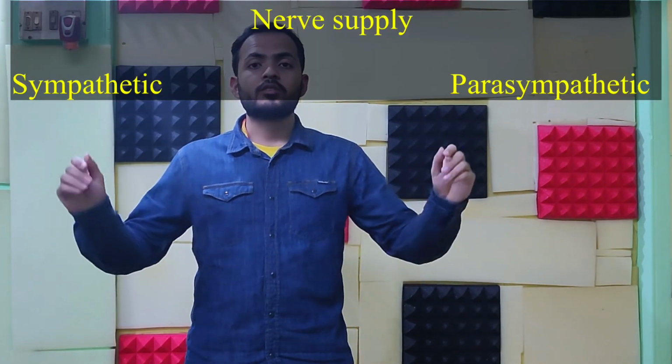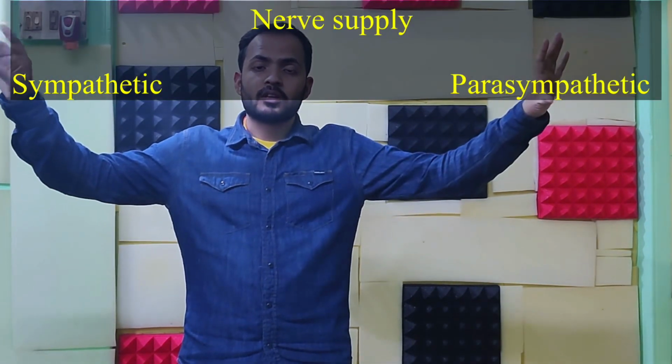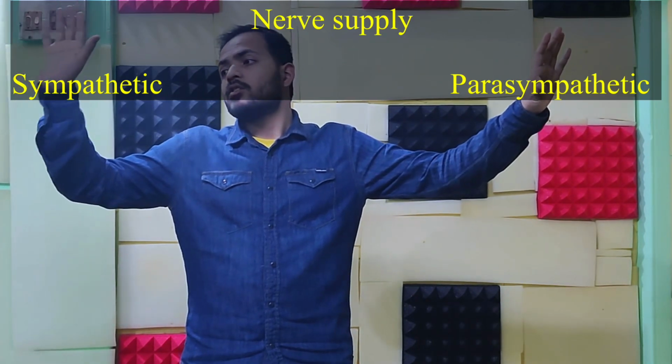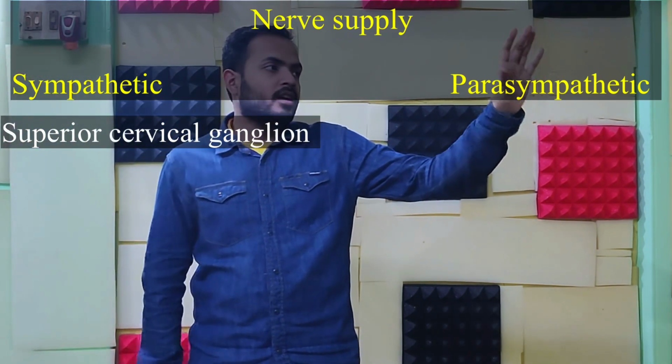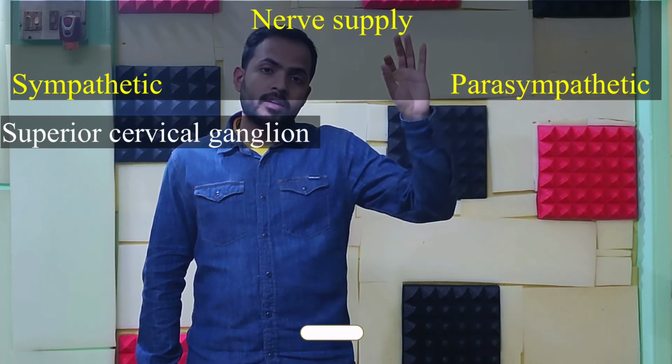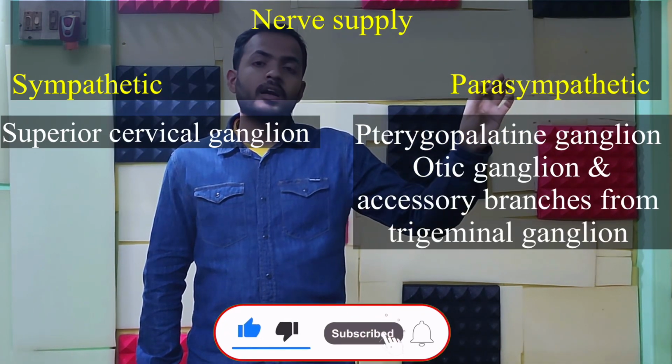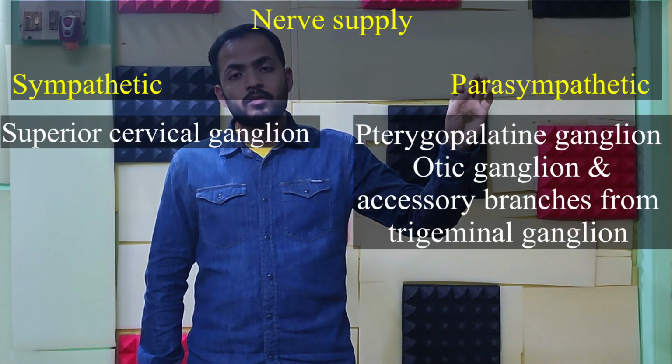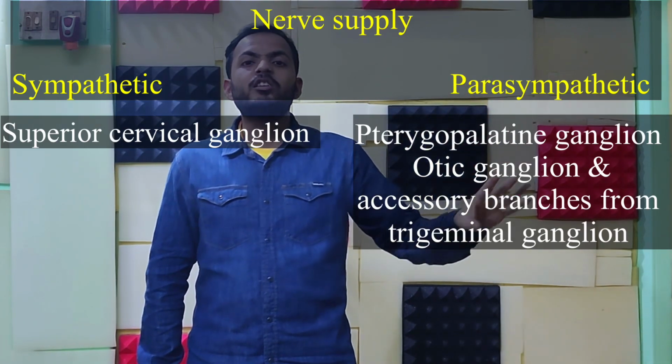Now in the nerve supply, it has two components: one is sympathetic, another is parasympathetic. In the sympathetic component, it is supplied by the superior cervical ganglion. In the parasympathetic component, it is supplied by the pterygopalatine ganglia and otic ganglia, along with accessory branches coming from the trigeminal ganglion. That's it. Finish.